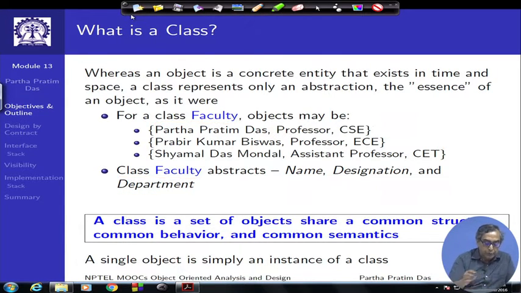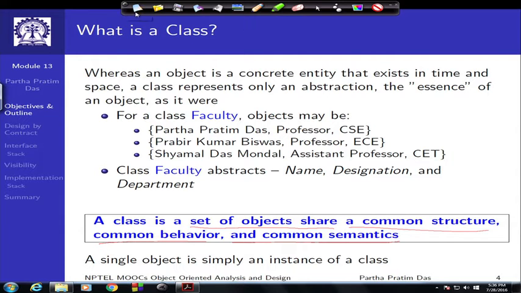So, to put it in place, a class is a set of objects sharing a common structure, common behavior and common semantics. When we talk about the commonality of the objects in a coherent manner, we refer to the class. It is kind of like a template to which every object of that class has to adhere and conform. So, we will say that given any class, an instance of the class is an object.